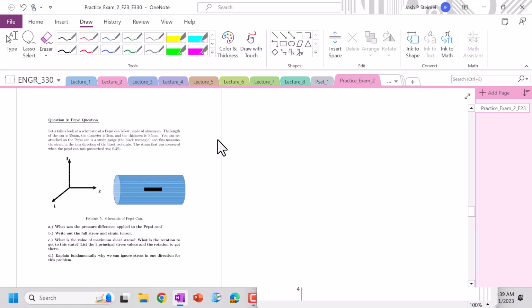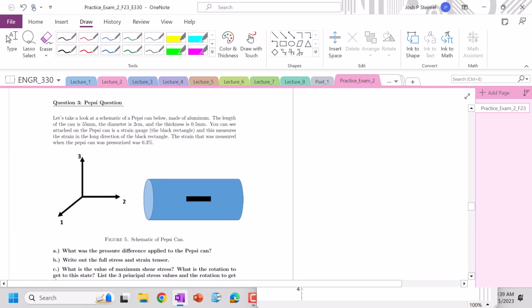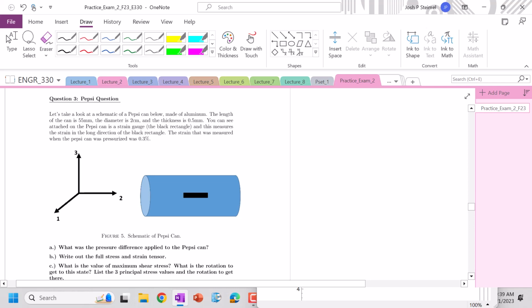All right, let's take a peek at our problem for our Pepsi can. Let's look at a schematic of the Pepsi can below, made of aluminum. The length is this, the diameter is this, thickness is this. You can see the can's strain gauge measures the strain in the long direction of the black rectangle. The strain was measured when the can was pressurized. So the strain that was measured when the can was pressurized was 0.3%.